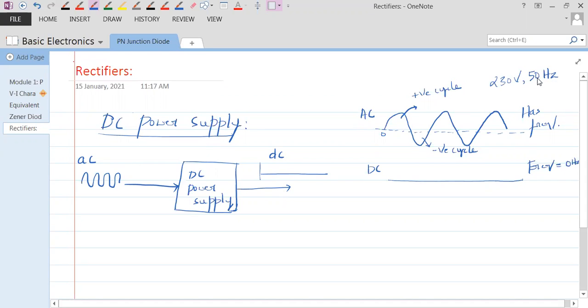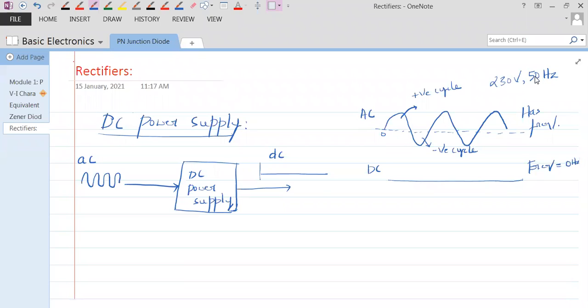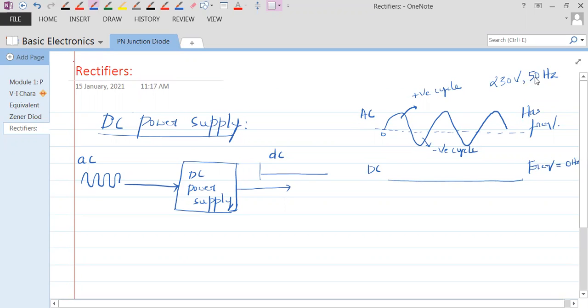Understand? AC signals will have some frequency, and 50 hertz is standard in India. But if you go to European countries, it comes with 60 hertz. Understand that? So in India it is 50 hertz. It's not the same in every part of the world. As far as I know, the rest of the world uses 50 hertz, only the European countries use 60 hertz. You can Google why European countries use 60 hertz and why in India we have 50 hertz as AC frequency. Understand? So let's not get into that now.